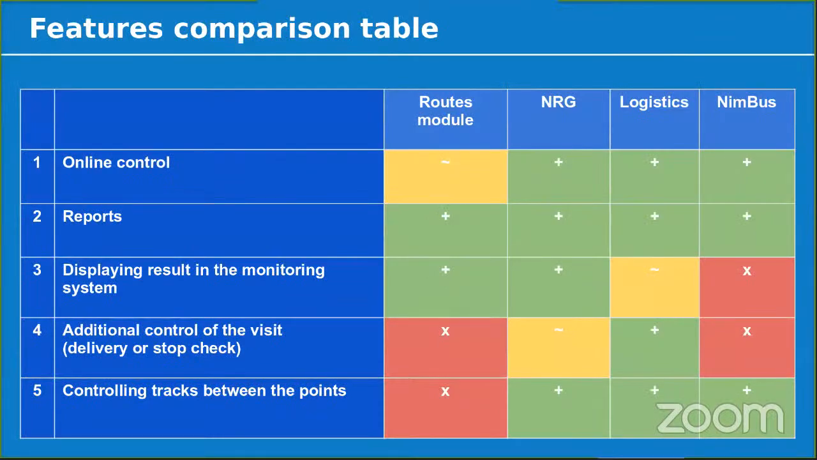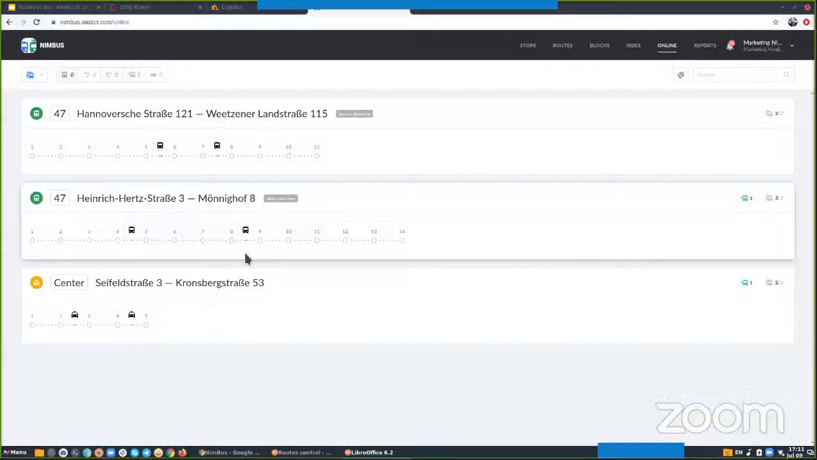The second criterion, the reports. Each solution has its own reports, but how do we find them? I will cover the question in the next point: displaying results in the monitoring system. Well, routes and geofences are part of the monitoring system, and all the features, including reports, are available from the monitoring interface directly. Logistics has a dedicated orders table displaying order details that were used to form routes. Let me show it to you.